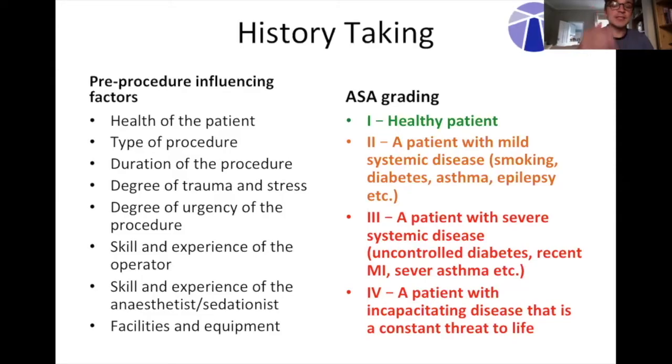And on the left, there are some pre-procedural factors that can contribute to the medical history as well. Some types of procedures, for example any prolonged procedures, can exaggerate some conditions. So sometimes it's good to split procedures into two or do it under sedation, etc.